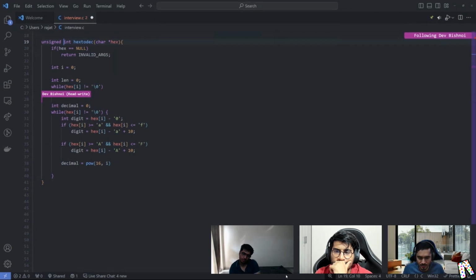Okay, so here then what I need to do is to figure out this length minus I. So if, let's say, length is 1, then what I need to do is just 16 to the power 0 into whatever value it is, and then that digit will be added here, and then all I need to do is sum all these things and then return decimal.